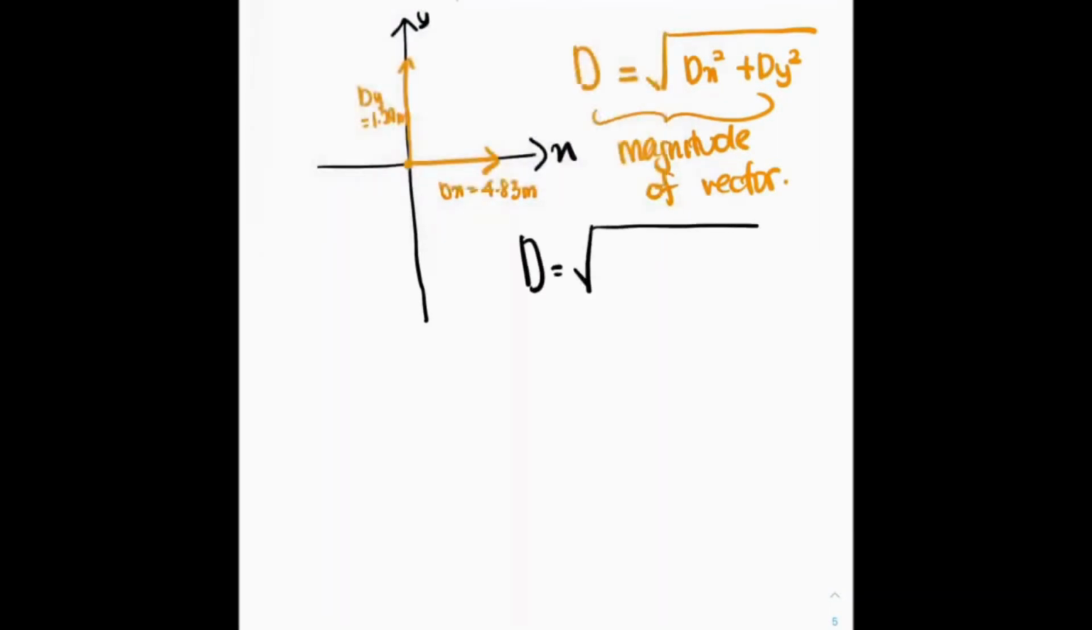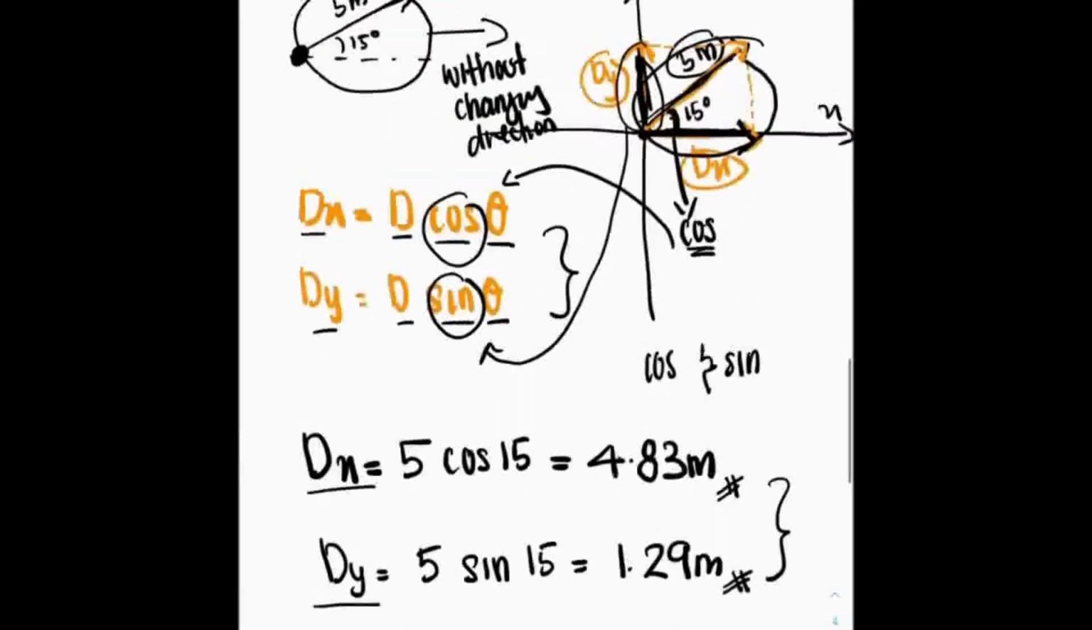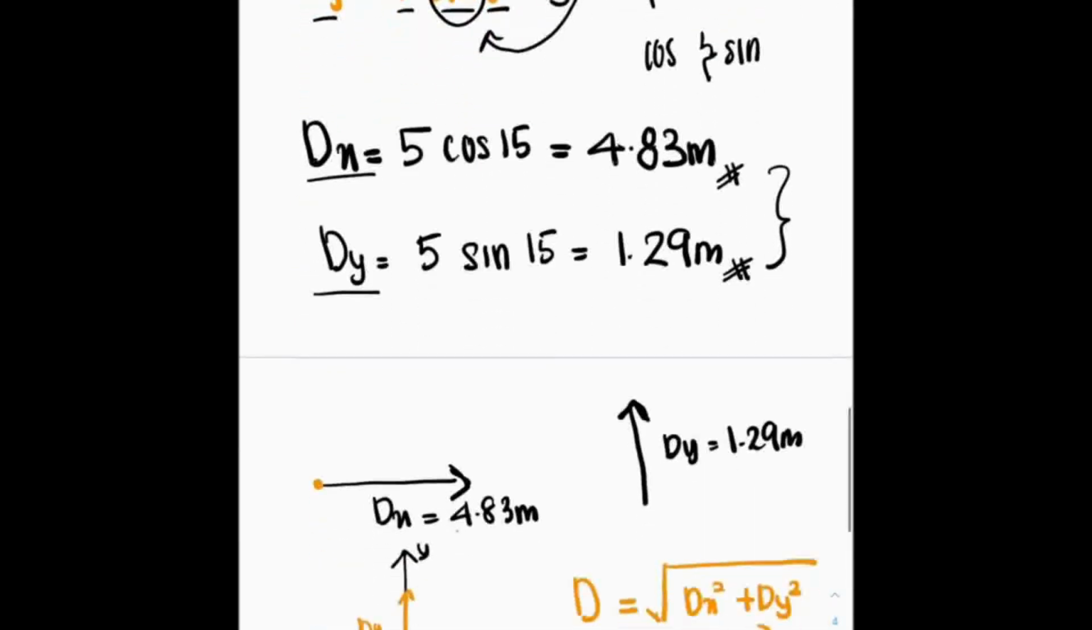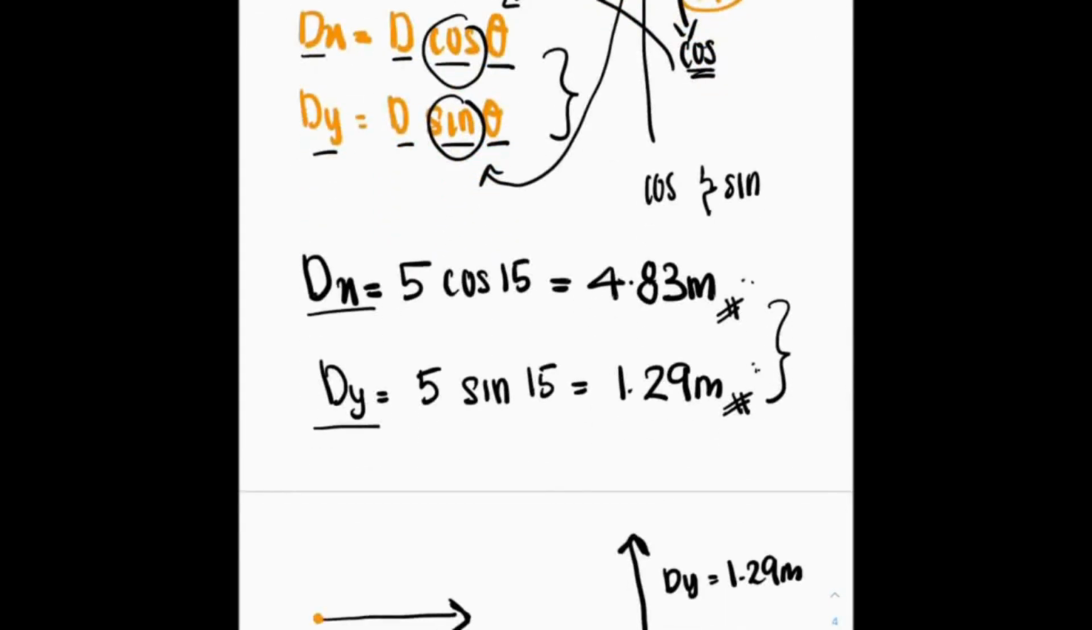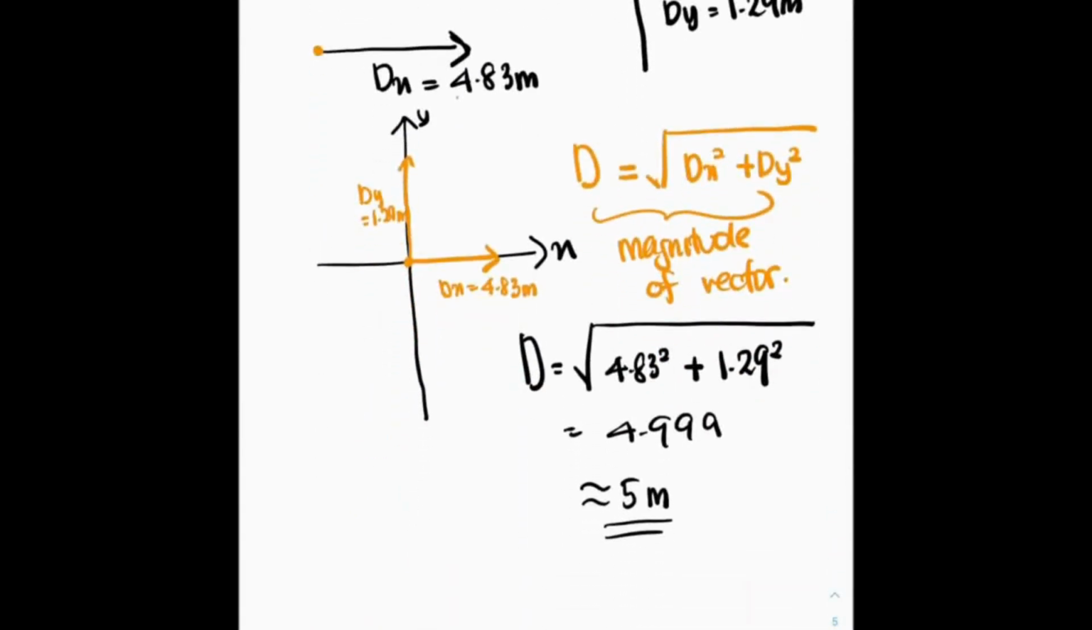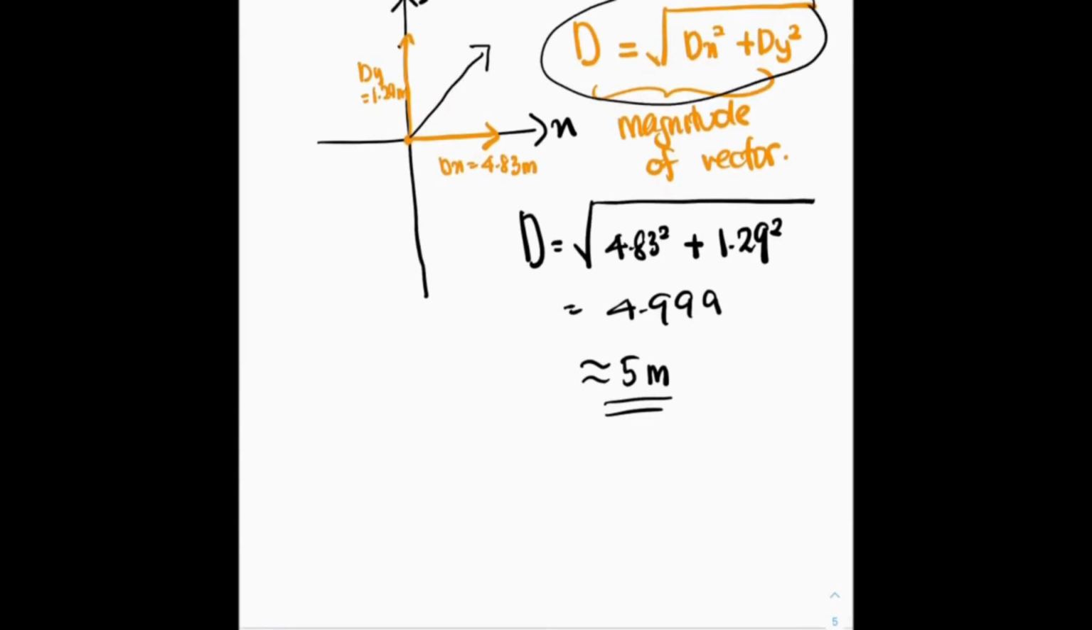So my d equals the square root of dx square, 4.83 square, plus 1.29 square. I'm going to get 4.83 square plus 1.29 square. Square root my answer, I'm going to get 4.999, which is approximately 5 meter. If you can see, this 5 meter was the initial vector given here. So can you see what I'm trying to explain here? You can split a vector into x component and y component to find the value along each component. Also, at the same time, if you are given the vectors along x and y, you can also find the resultant by using this magnitude method.